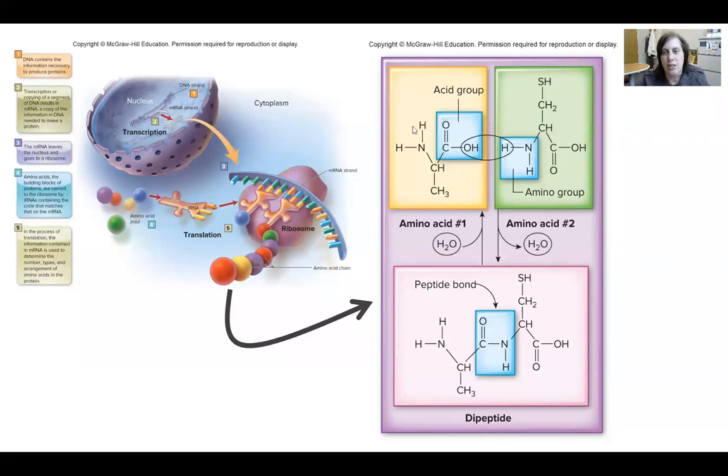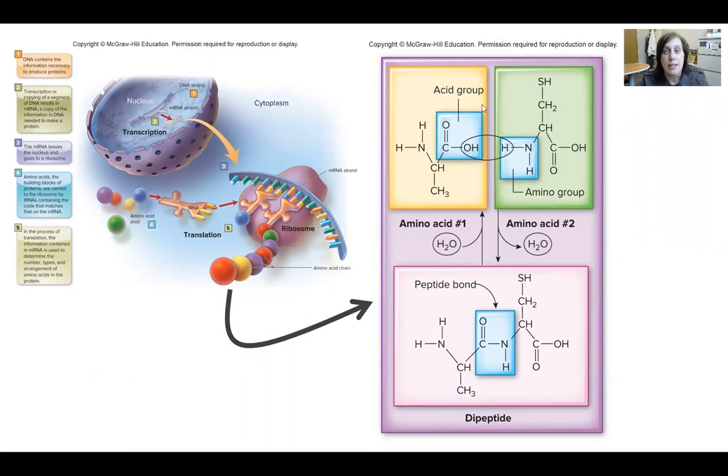This is an image that's in your textbook that shows you two different amino acids. And if you remember, the basic structure is looking at an amine group, so it contains nitrogen, and then we have an acid group, carboxylic acid group here, and then another carbon, and then we have the side chain. Over here, same thing. So now we've got an amino group here, the acid group here, the carbon, and then we've got the side chain.